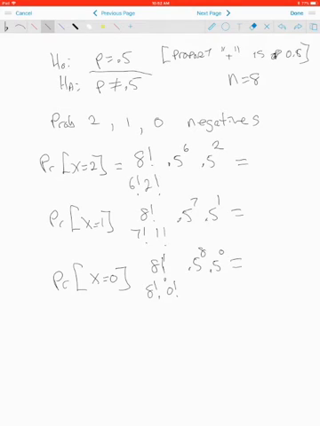And so if you calculate those out, this is 0.1094, 0.03125, 0.0039. And so remember, to get the p-value, we want to sum those.